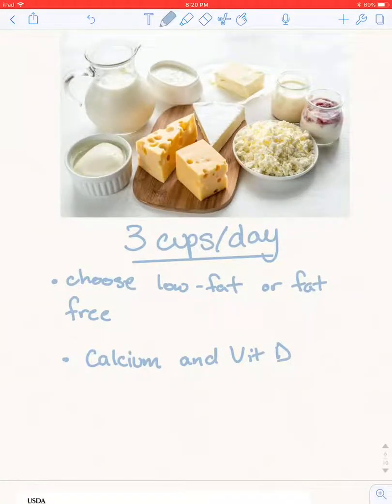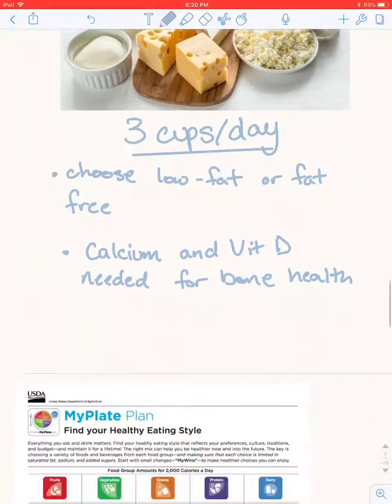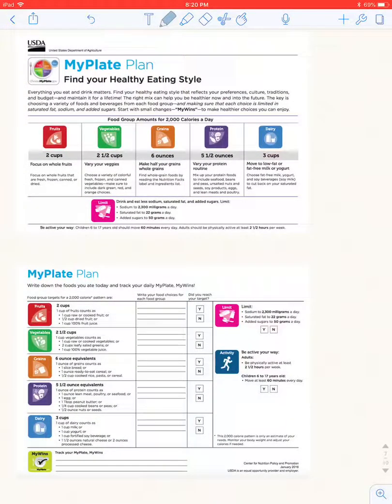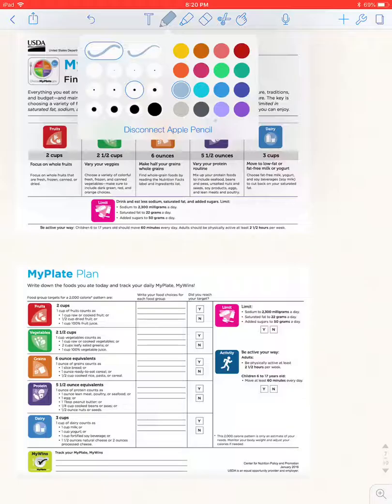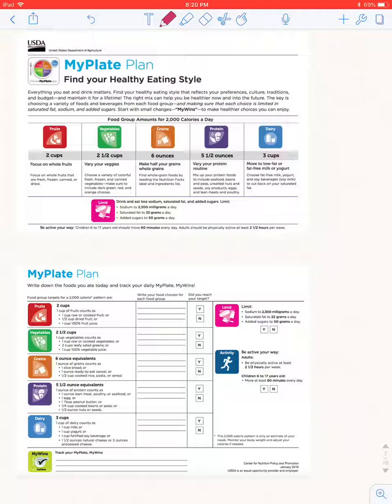1 cup of milk, even fortified soy milk, 1 cup of yogurt, or 1.5 ounces of natural cheese, which is roughly the size of 3 dice, all will count as 1 cup of milk. So, that concludes our look at the MyPlate components.